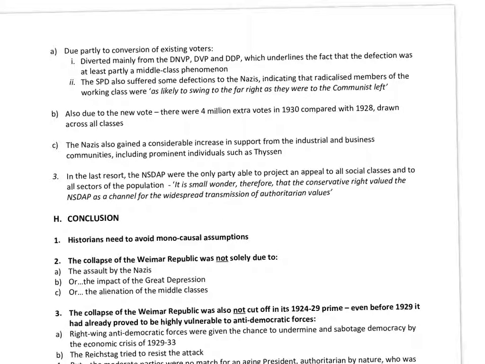The increased electoral support was due partly to the conversion of existing voters. Okay, they were diverted mainly from these 3 parties: the German Nationalist Party, the DNVP, the German People's Party, the DVP, and the DDP, the German Democratic Party, which underlies the fact that the defection was at least partly a middle-class phenomenon. So the increased votes that the Nazis got during the Great Depression were largely taken from the middle classes who had previously voted for those middle-class parties.